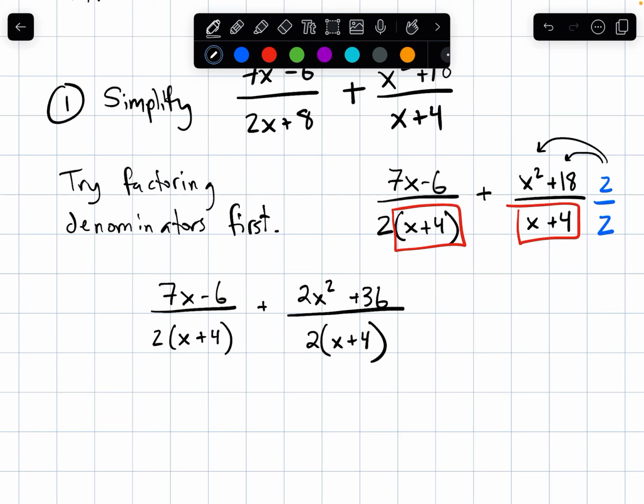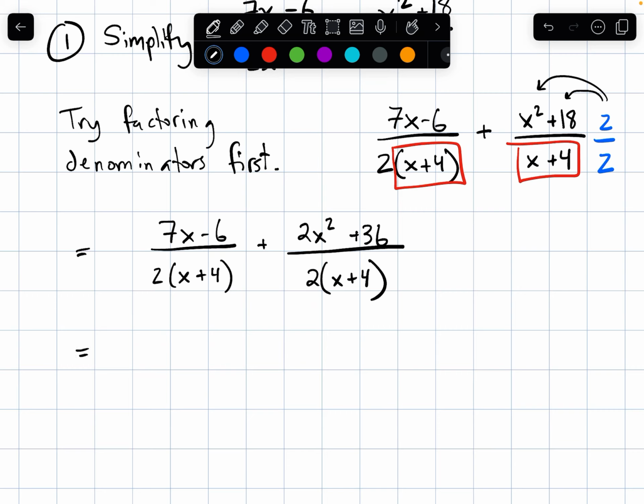The reason why is because if I distribute, we're going to see at the end that there might be something I can cancel out. Sometimes you can, sometimes you can't. Just depends on the problem. So if we were to distribute all that, that would kind of take away the obviousness of any canceling that happens at the end. So now I'm going to go ahead and combine the numerators.